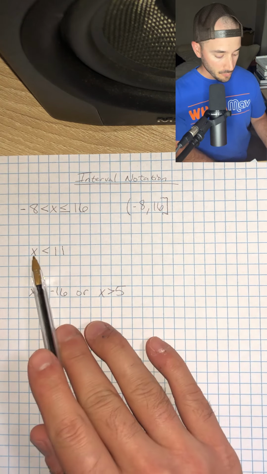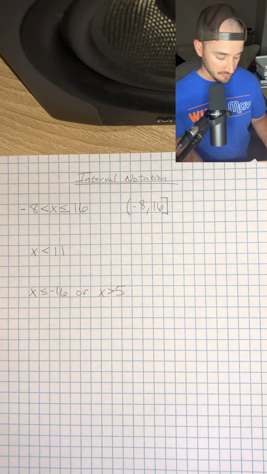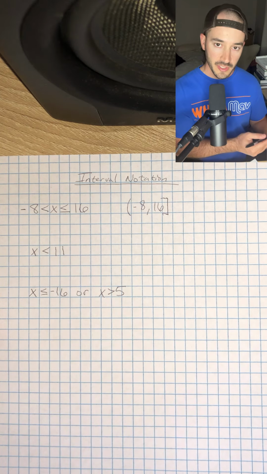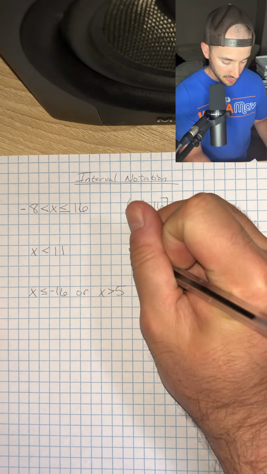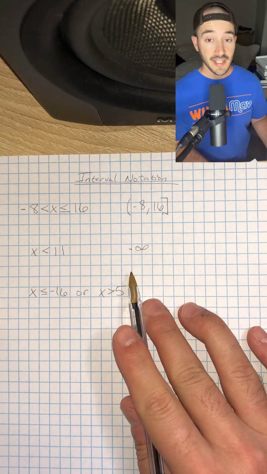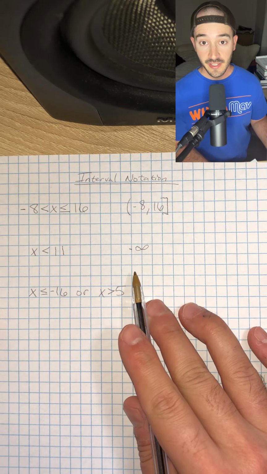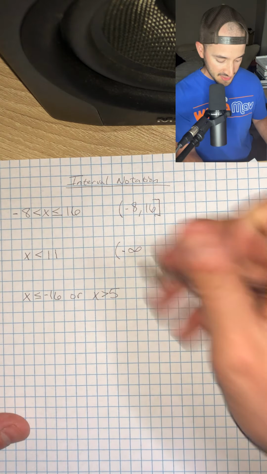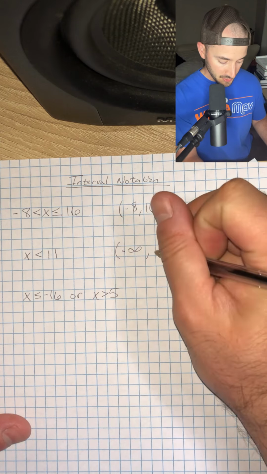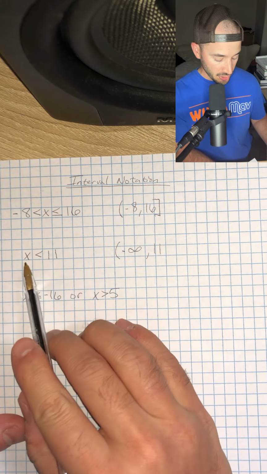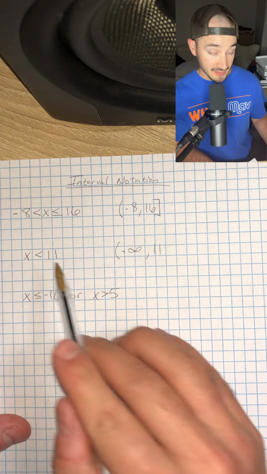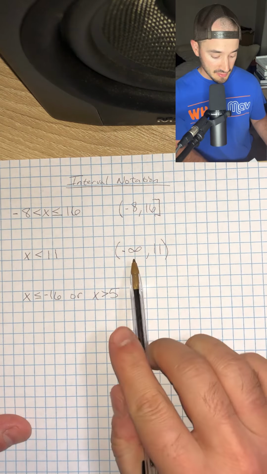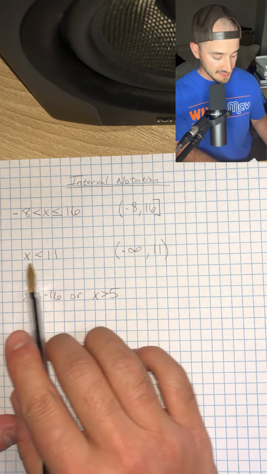So let's do it for x is less than 11. If x is less than 11, that means it's going to the left towards -infinity. So we're going to put -infinity. Anytime we have infinity or -infinity, we're going to put a parentheses because that interval is unbounded. Then we put our comma, and then +11, and because we're not including 11, it's just less than 11, we're going to put a parentheses on that side too. So that would be our interval notation for x is less than 11.